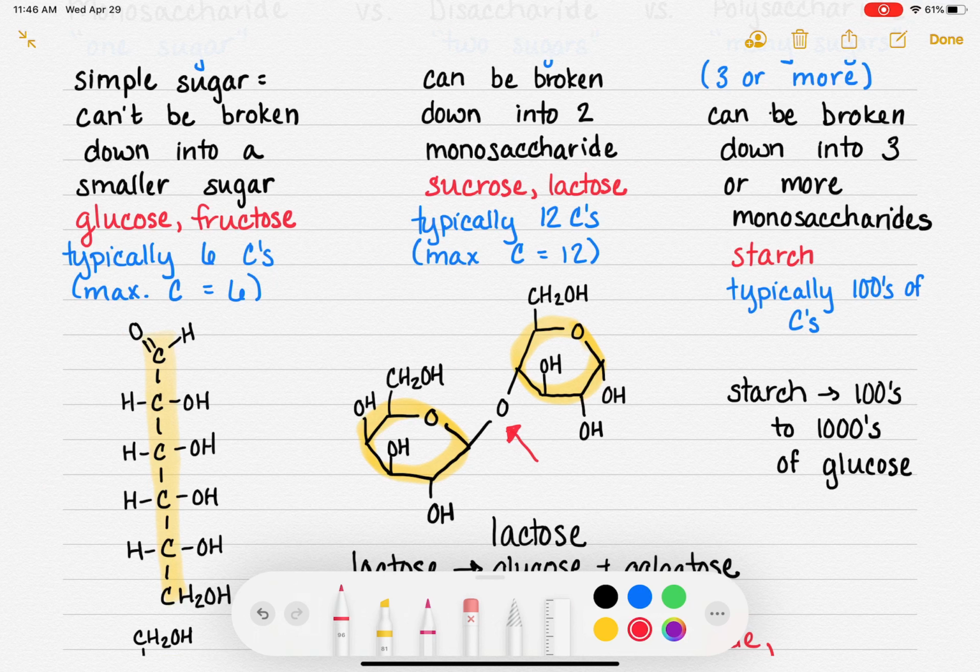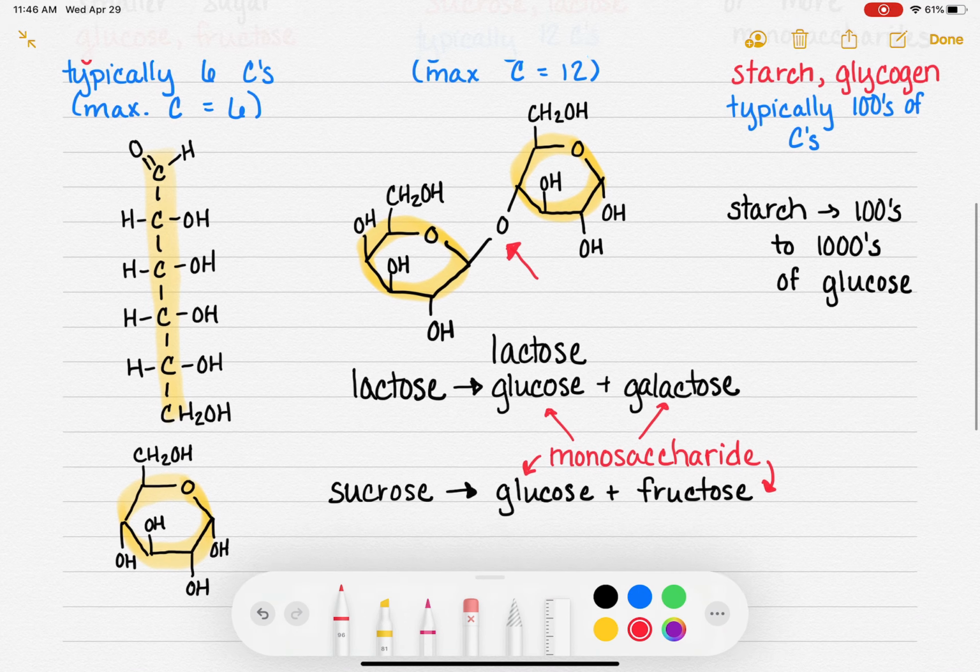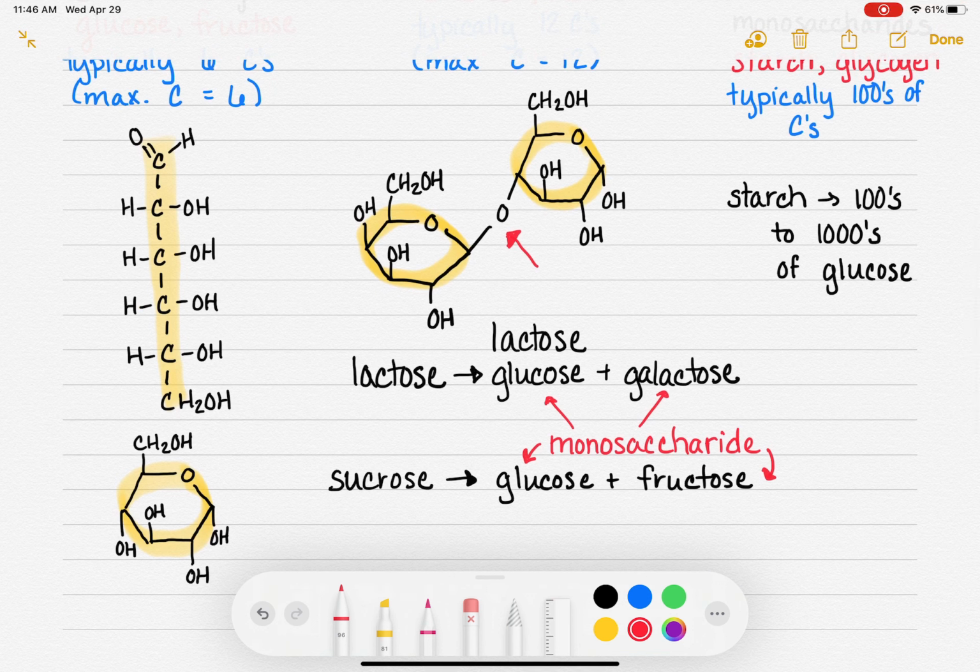Another example, actually I want to put one more. Another example of a polysaccharide is glycogen, which is also made up of glucose molecules. So this is just your introduction to carbohydrates, and what we're going to do now is go through the monosaccharides, disaccharides, and polysaccharides and talk about them in more detail.